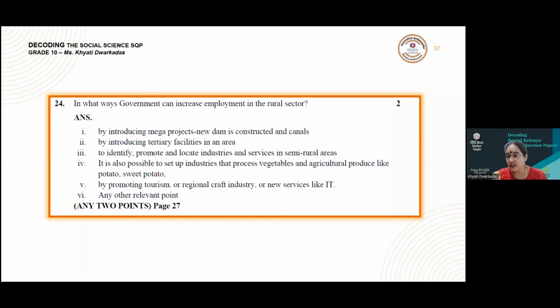Selva Kumar George, I like that question. Normally, social sciences do not deduct marks for spellings and grammar from the students because this is not a language paper.